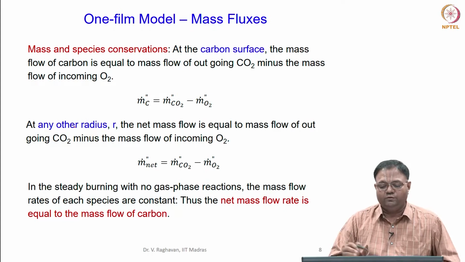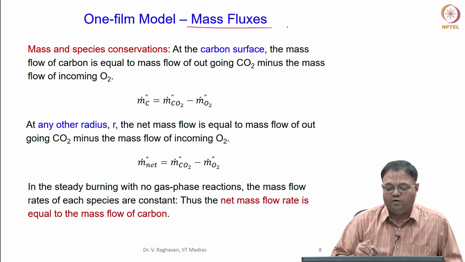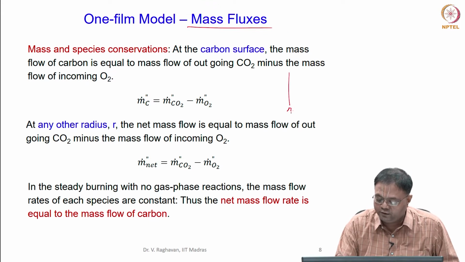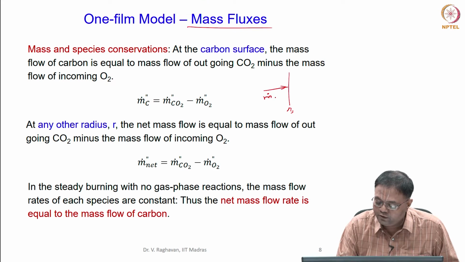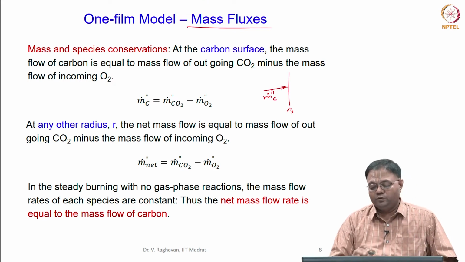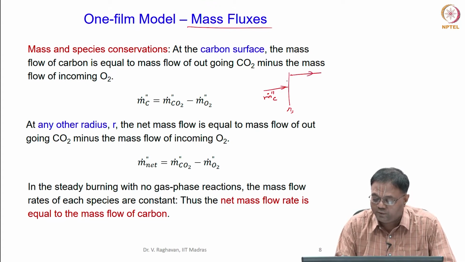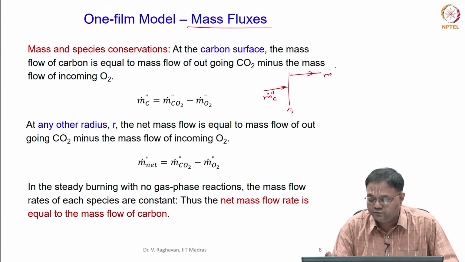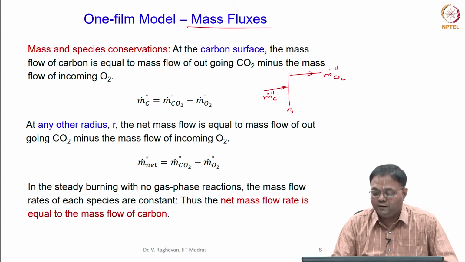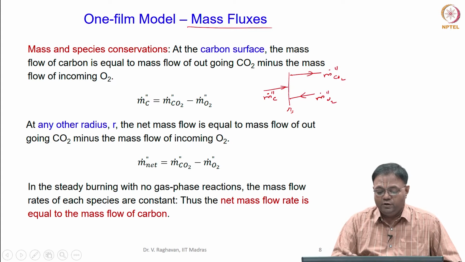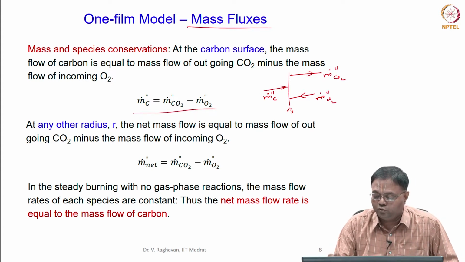So let us do this. Let us first consider the mass fluxes involved. This is the solid surface R_S, and you can see that some mass flux comes in. Carbon mass flux is leaving the surface, and carbon dioxide is formed, and that also leaves the surface. But oxygen penetrates through this. Oxygen comes to the surface. So I write this. You can see the directions also, the flux.